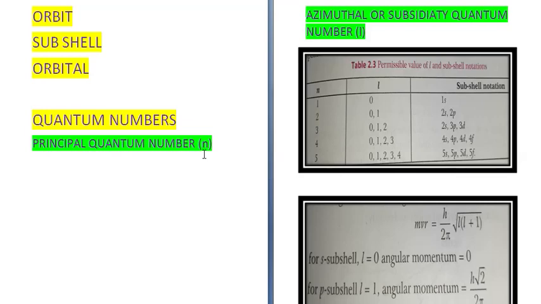So the maximum number of electrons which can be present in a principal energy shell is given by the formula 2n square. What is the formula? It is 2n square. So this is the formula. Suppose the value of n is 1. So what will be the value in that case? If n is equal to 1, how many electrons will be there? There will be only 2 electrons.